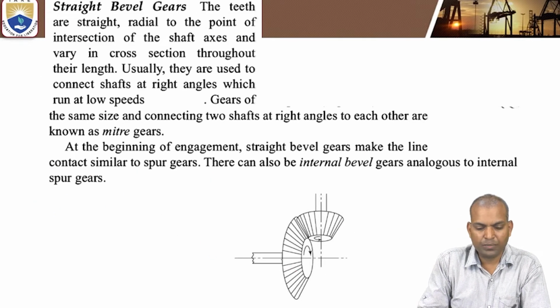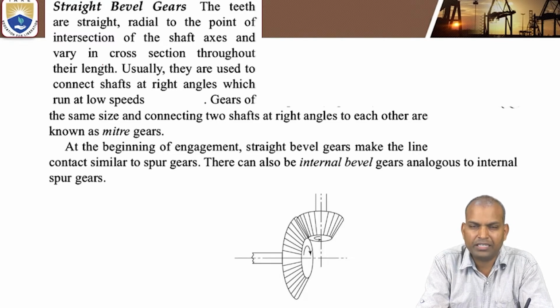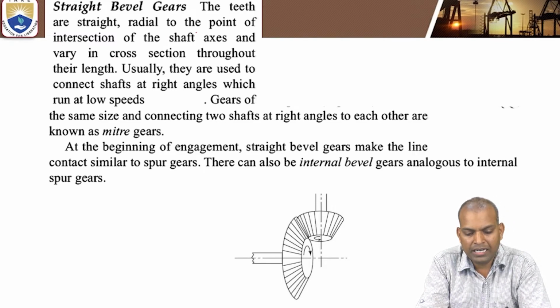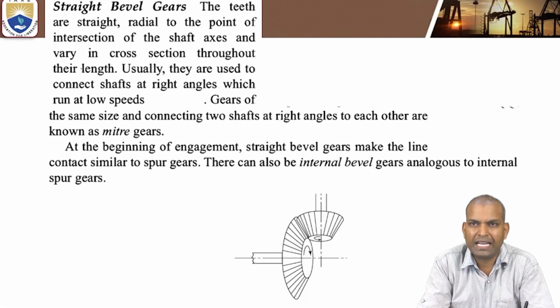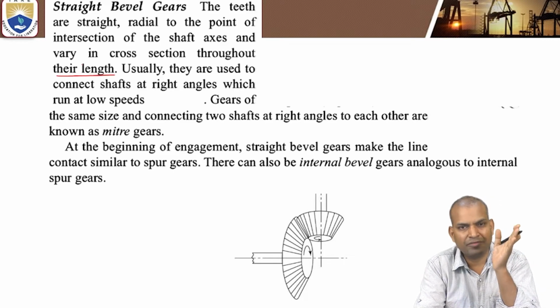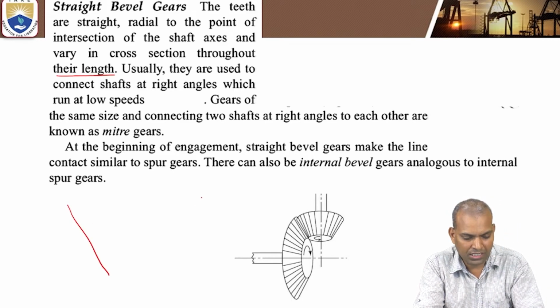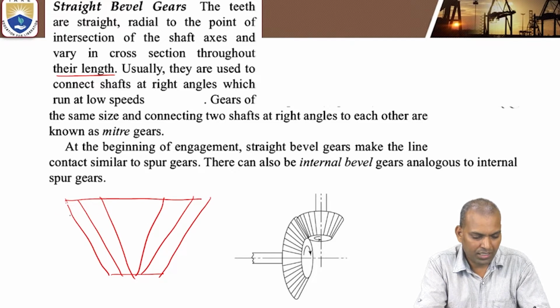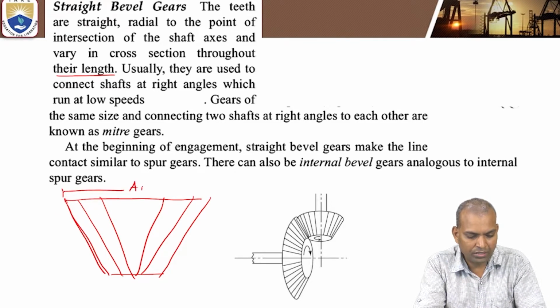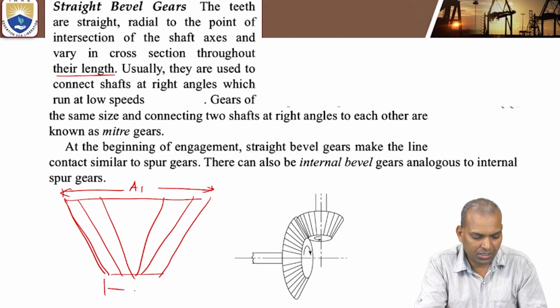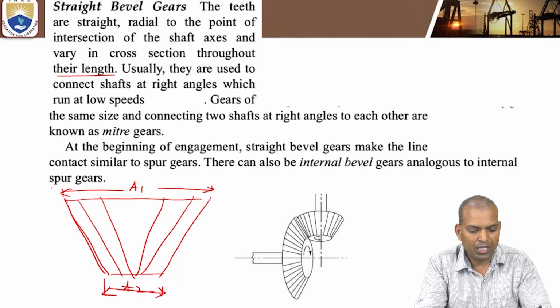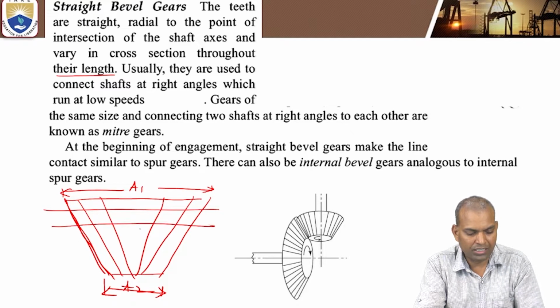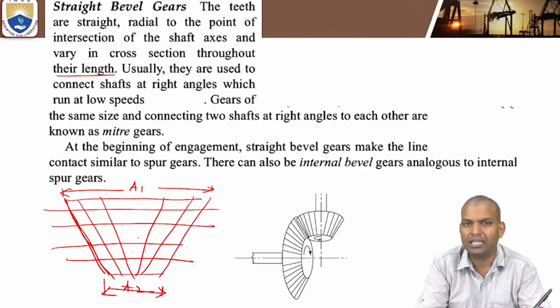Now we can see the straight bevel gear. The teeth are straight in this and radial to the point of intersection of the two shaft axes, and vary in cross section throughout their length. So their cross section varies. It is not the same. We can see here it is like a cone shape. The cross section here at one end is A1 and at the other end it is A2. In between there are so many cross sections. So it is a variable cross section gear.